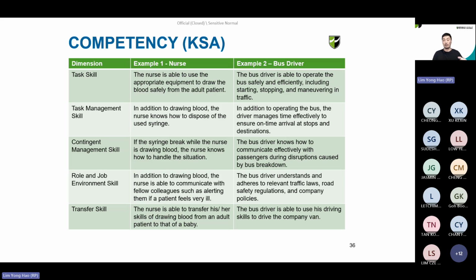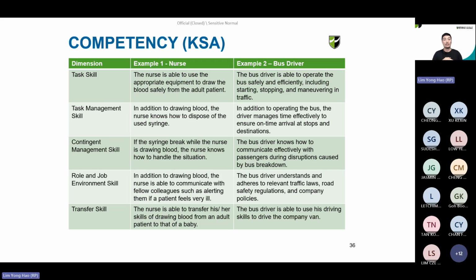So they need to be able to do it in a safe manner. For task management, other than driving, they also need a few things. They need to try to keep as close as possible to schedule. You need to know how to assist boarding and alighting of certain passengers.